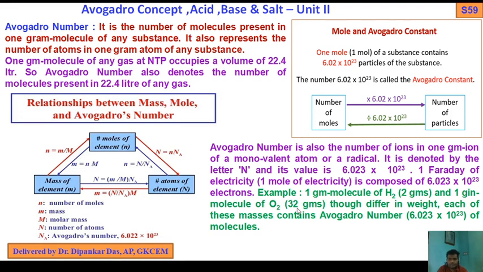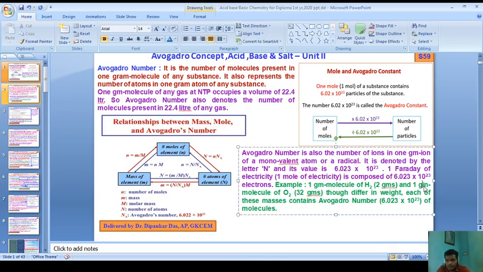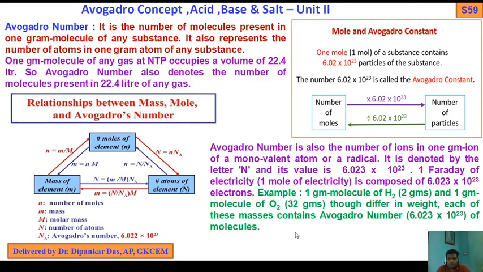Example, 1 gram molecule of hydrogen, that is 2 grams, and 1 gram molecule of oxygen, 32 grams. Though they differ in weight, each of these masses contains Avogadro number, 6.023 × 10^23, of molecules. So both hydrogen and oxygen have different masses, 2 grams and 32 grams, but they possess the same Avogadro number of molecules, 6.023 × 10^23.